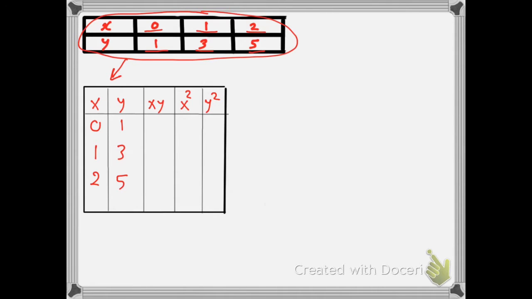Just multiplication. Try to multiply x with y. Let's start. Multiply this x with this y. 0 multiplied by 1, the answer will give me 0. When you multiply 1 by 3, the answer will be 3. And when you multiply 2 by 5, the answer will be how much? The answer will be 10. Correct.